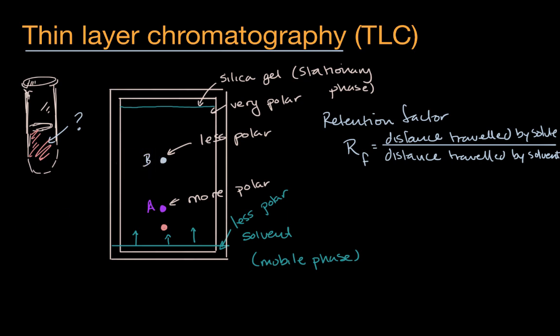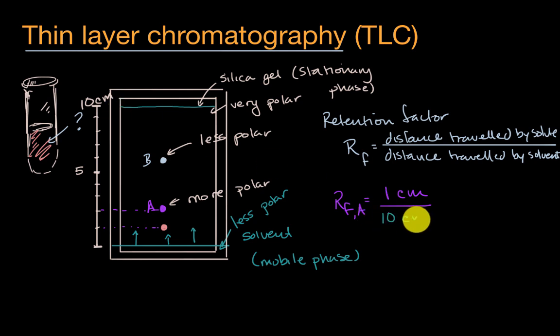And let's say we get a ruler out. Well, if we wanted to calculate the retention factor for substance A, what would it be? Pause this video and think about it. Well, it looks like our solute from its starting point traveled about 1 centimeter. So 1 centimeter over how far did our solvent travel? Well, our solvent started over here, and the front of the solvent looks like it traveled 10 centimeters. So I'd put it over 10 centimeters. So this is going to be a retention factor for substance A of 0.1.